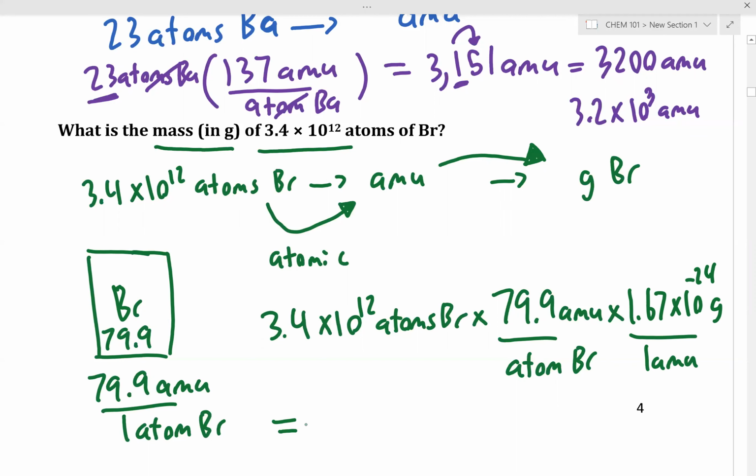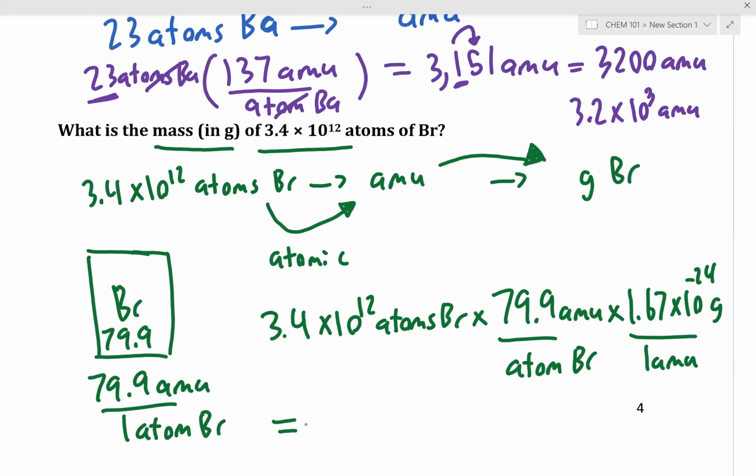And if we punch this into our calculator, we have 3.4 EE 12 times 79.9, and then times 1.67 EE negative 24. And we should get a very, very small mass of about 4.5 times 10 to the negative 10. Does your calculator match that?